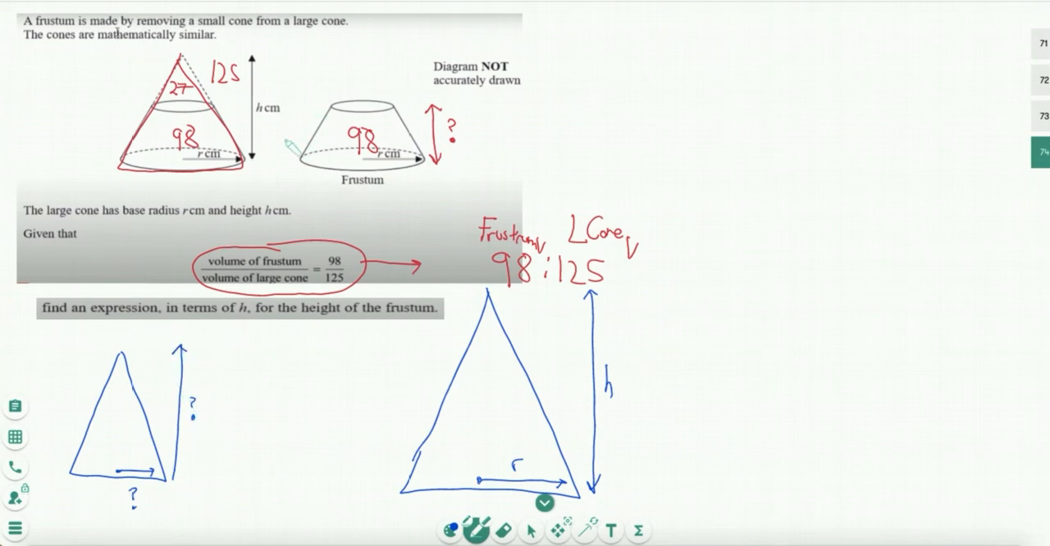Now, we know the volume of the small cone is 27. So the volume is 27. And we know the volume of the big cone is 125. So since we have both volumes, we can find the volume scale factor. So how do we get from 27 to 125? Let's have a look.